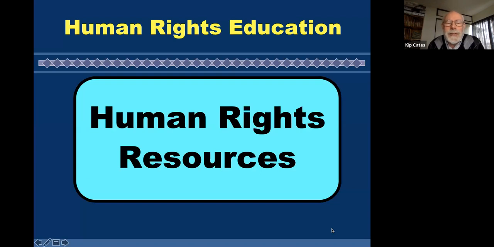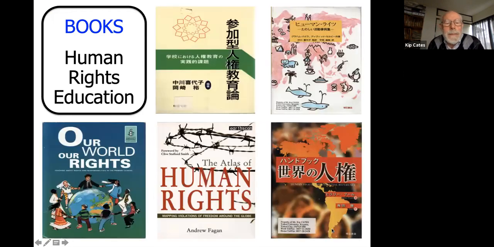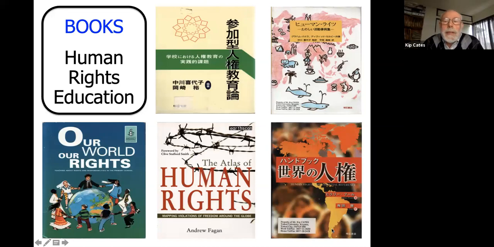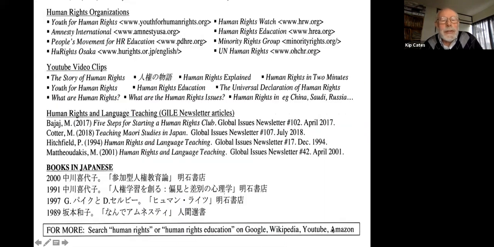Okay, to finish up, resources. There are hundreds of great books. These are ones that I particularly recommend. David Chiman's book, Teaching About Human Rights; The Nature of Prejudice, a classic; different books about contemporary human rights activists; Graham Pike and David Selby's Human Rights Activity File in the UK. You've got human rights atlases. Amnesty has their own human rights curriculum. Japanese books, Sankagata Jinken Kyoikuron, I've got a chapter in there, and a handbook of human rights. If you're interested, I can send you the bibliography that I use. Again, there's lots there for those of you who'd like to read up, and see some YouTube clips, even in Japanese.